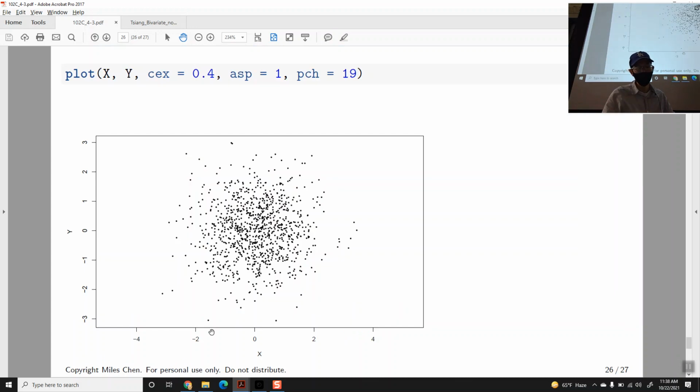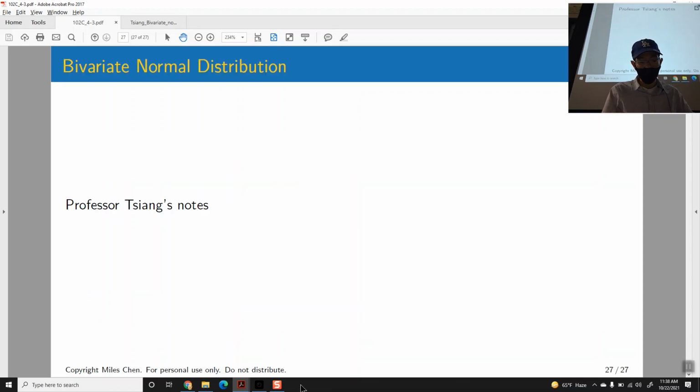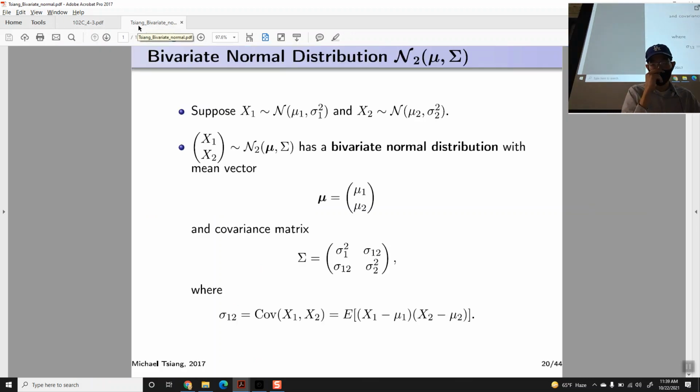Okay, and then when you do that, ta-da, now you get a cloud of points, and these represent 1,000 pairs of standard normal values generated randomly. We can extend this, and for this part, I'm using Professor Tsang's notes. We're going to take the 2 independent normal variables to create a bivariate normal distribution.